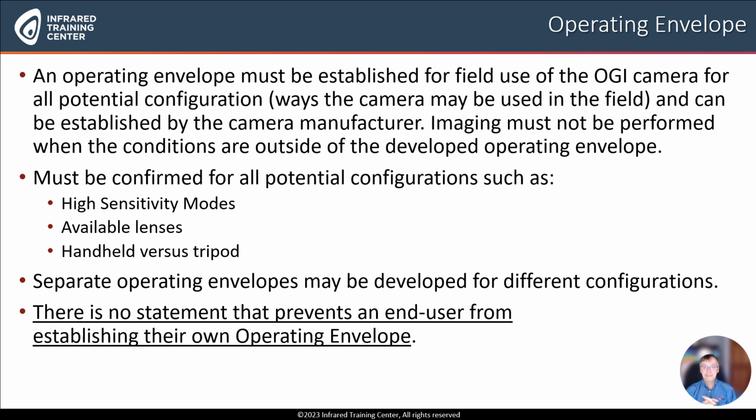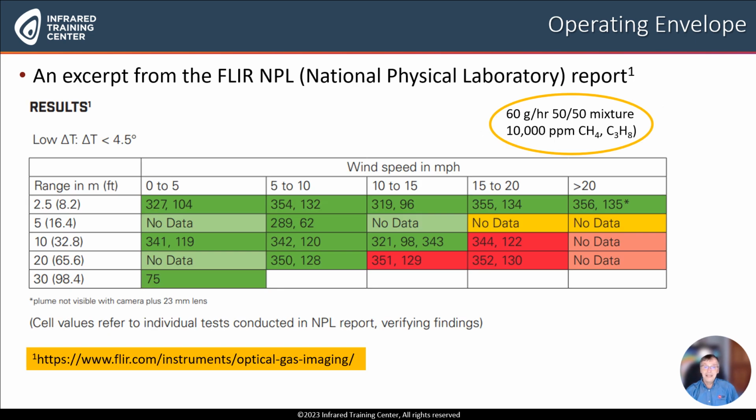And there is no statement that prevents an end user from establishing their own operating envelope. And this is what FLIR did quite a few years ago. This goes back into the original greenhouse gas rule. And this data was done at the National Physical Laboratory in the United Kingdom. And this is for a low delta T, so they're talking less than 4.5 degrees Celsius between air temperature and the background. And the numbers are there, 327, 104, 342, 120. Those are individual test numbers.